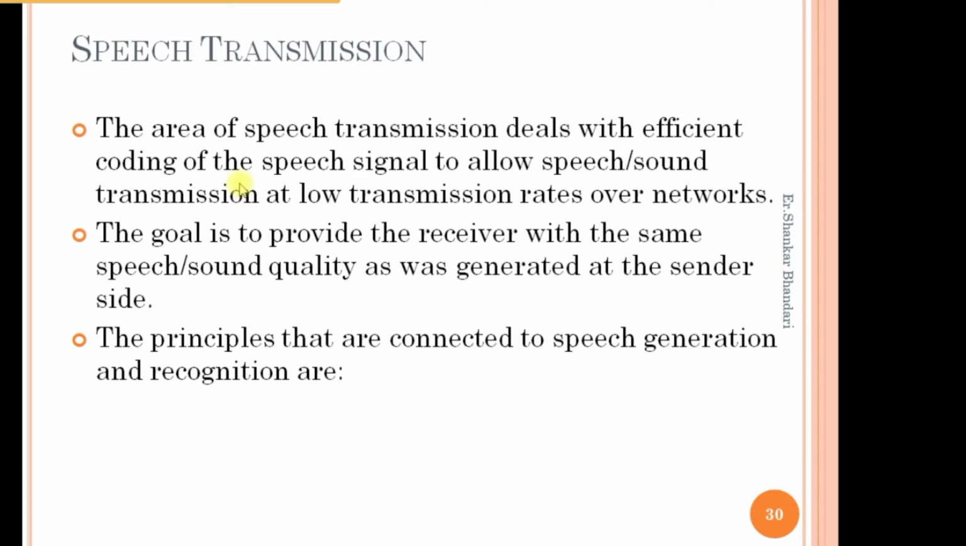First, we look at how the area of speech transmission deals with the efficient coding of speech signals to allow speech sound transmission at low transmission rates over the network. It is because when we transmit speech at a low transmission rate, the speech signals arrive accurately at the receiver side, and there is no noise hindrance in this phase. So speech is generally transmitted at a low rate, and the power used during the transmission of speech is also always low cost.